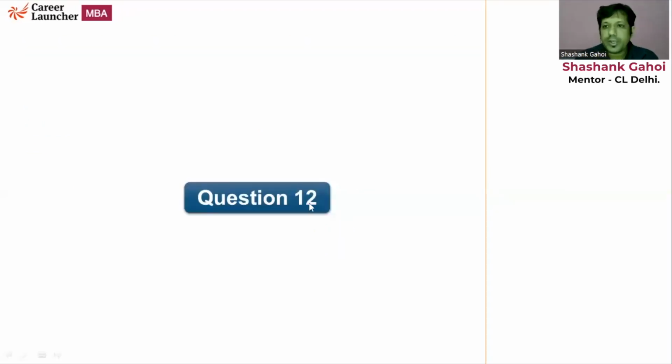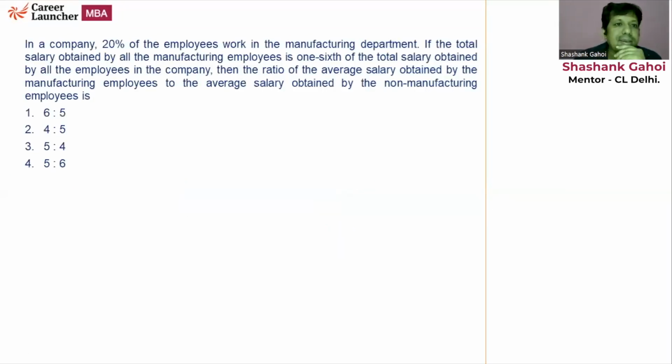Let's start question number 12. What does question number 12 say? In a company, 20% of the employees work in the manufacturing department. So basically, let's assume there are 100 employees, and in manufacturing, there are 20 employees. So in non-manufacturing, how many employees am I going to have? 80.